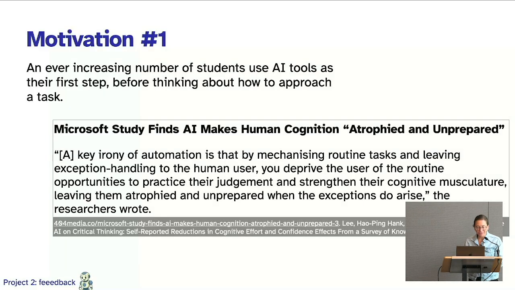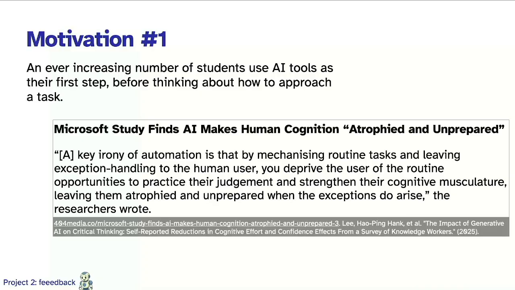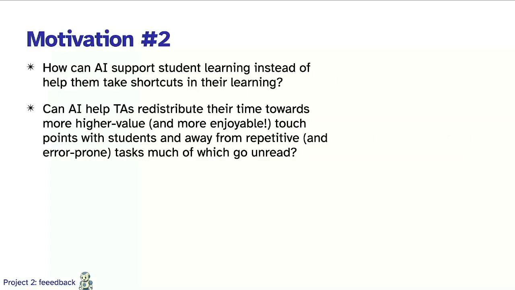There's a lot of this. This is one of the somewhat recent studies that found that AI makes human cognition atrophied and unprepared. There have been more of these over the last few months as well, saying that the more folks are using these tools, the differently they're using their brains, and differently, at least from what we understand to be good learning nowadays.